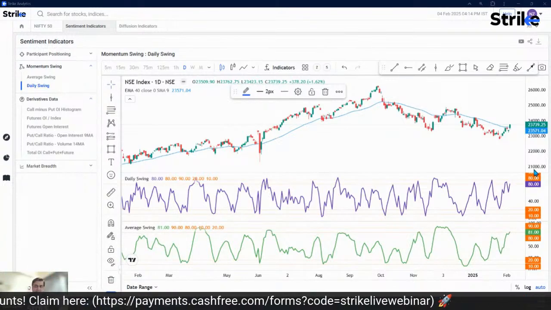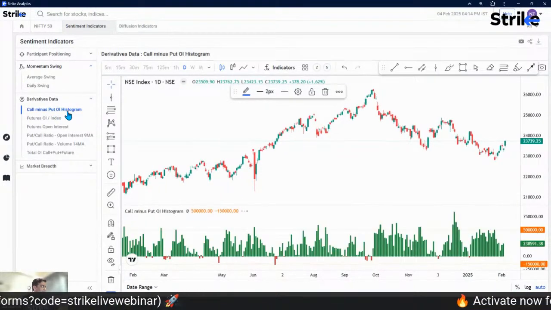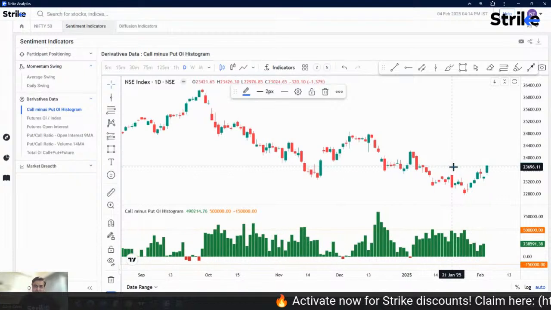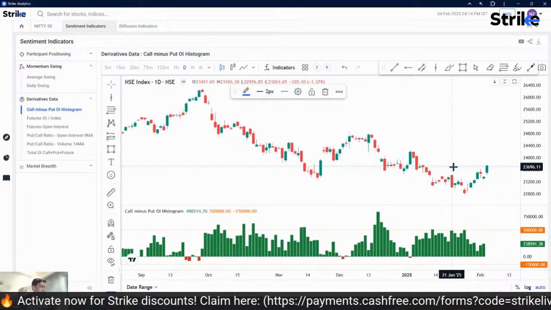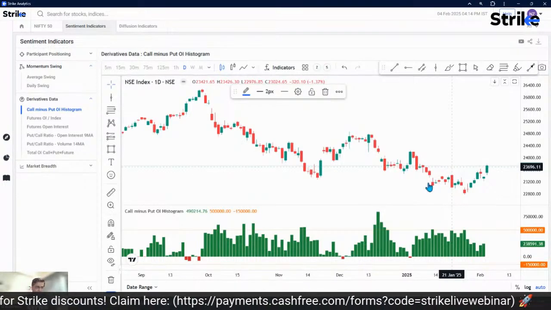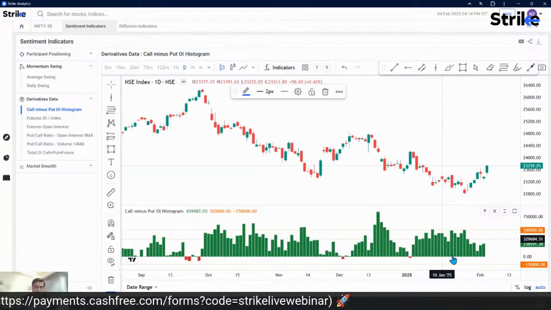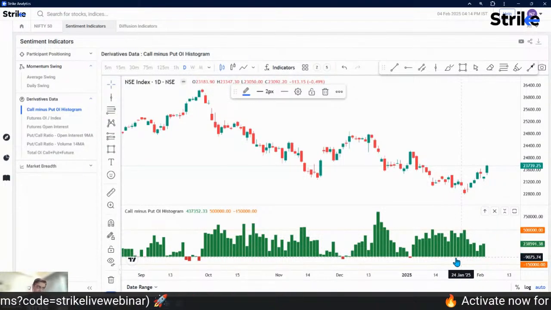All right, let's look at the call minus put histogram. Call minus put OI histogram. All right, so I'm sure you know the meaning of this. Call open interest minus put open interest. So if this is a positive figure, it will be a green. That means the call open interest is more than the put open interest.